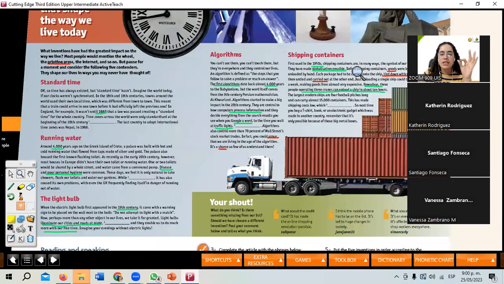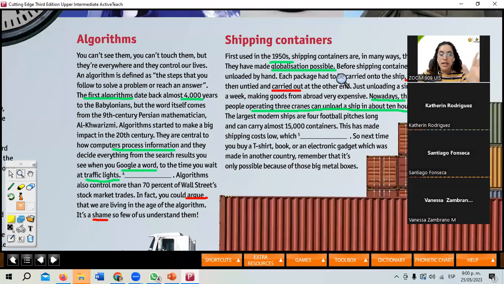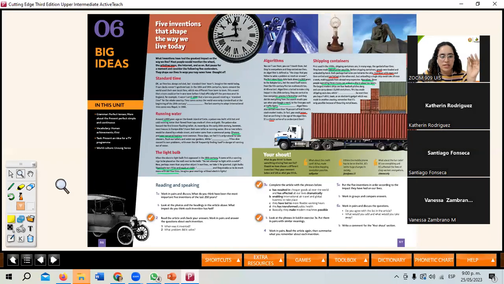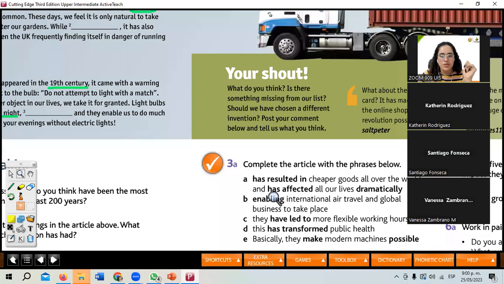So basically, the shipping containers have made globalization possible, to send products to other countries and also to import products from other countries. So basically, this is the globalization process, okay? It has been made possible by the shipping containers, okay?